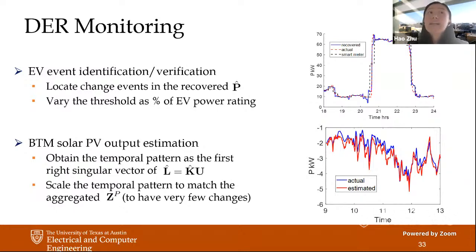So we have done that, using the recovery results for EV event identification, by locating these change events in the recovered real power profile. The other one is to do behind-the-meter solar recovery. As I mentioned earlier, the low rank component has the solar temporal profile. Using this recovered solar temporal profile, we are able to scale it and then disaggregate the total measurements to see how much of the total power demand is from solar. Okay, so I'm going to show you the results very soon.